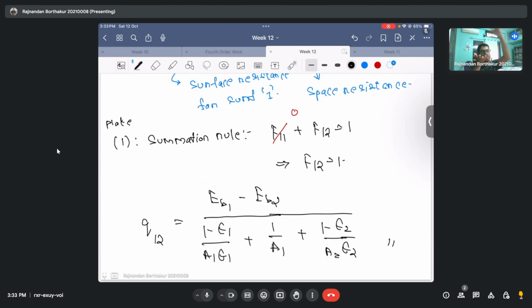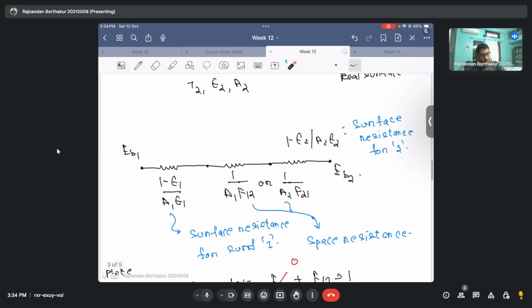Okay, then we consider the next surface, evaluate the radiosity for that surface, and then using the radiosities of these two surfaces, we find out what will be the net radiation exchange. But the power of using a resistance network is that you just need to draw this resistance network, taking into account the fact that you need to consider the emissive power nodes, and these nodes now become the radiosity nodes J1 and J2.